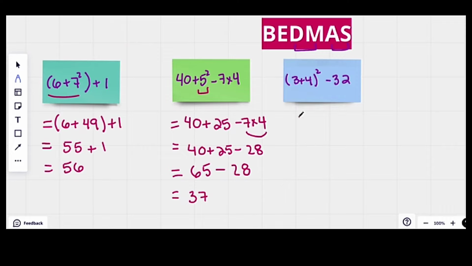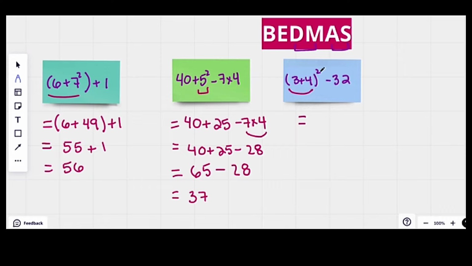And our last one, 3 plus 4 inside a bracket, squared, minus 32. Notice how this is not the same as the first question that we did here, because the square, the power, the exponent, is outside of the bracket. So this means that if we look at BEDMAS, bracket comes first. Anything inside the bracket comes first. So in this case, our addition inside the bracket comes first.